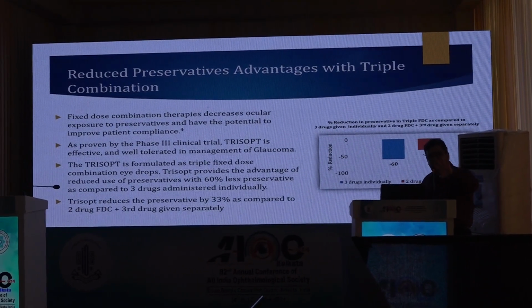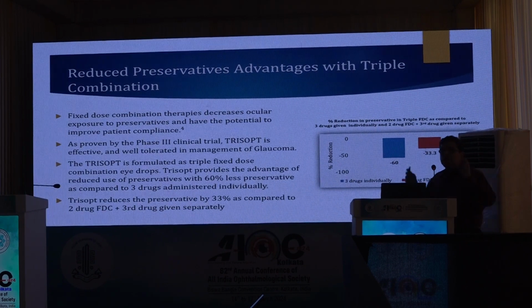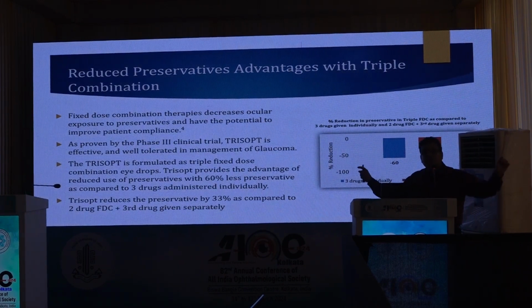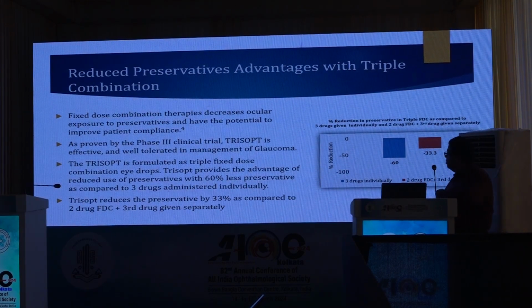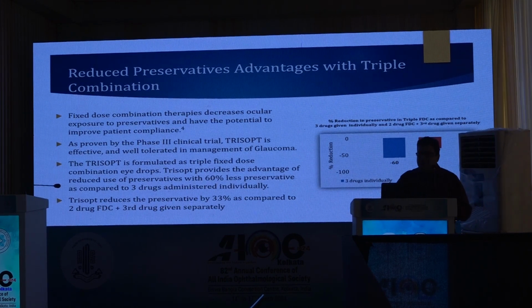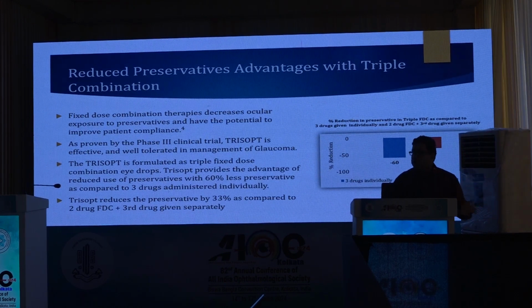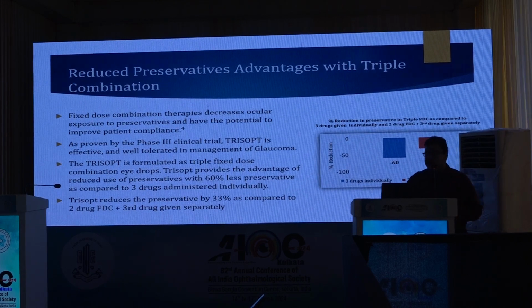This still has BAK, but still overall the amount of BAK was reduced by 60% compared to the 3 drugs if you gave them individually. This, I think, is the highlight of this whole set of slides that I'm talking about. And you can see that when 2 drugs are given and a 3rd drug is added, then it's less than 33. So I think this is halved the preservative exposure, and a 60% reduction in preservative exposure. I am a big believer in preservative-free or BAK-free drugs in my general glaucoma practice. So 60% is pretty impressive.